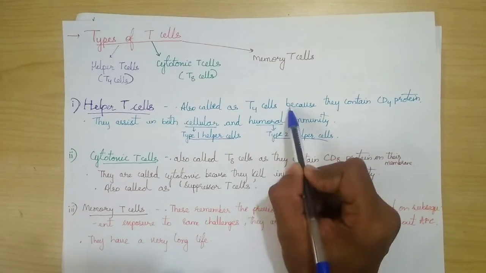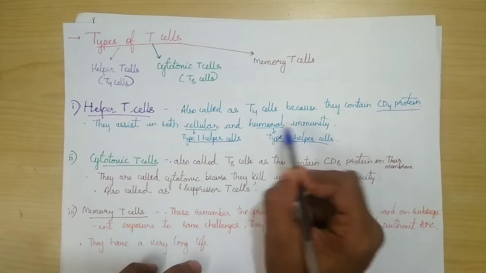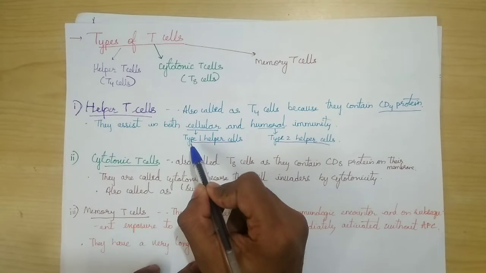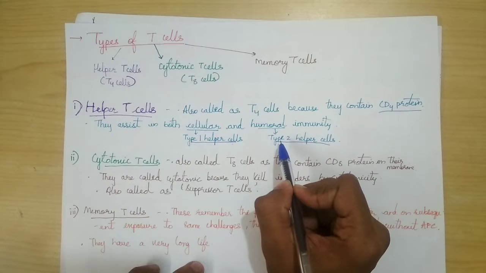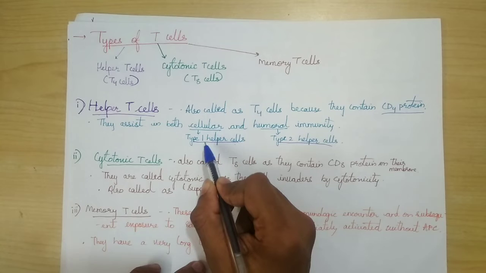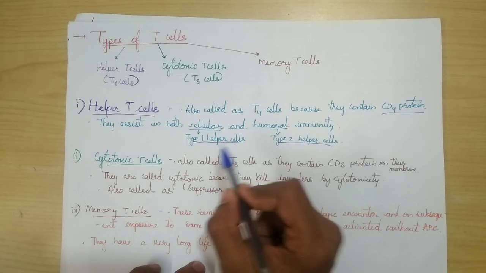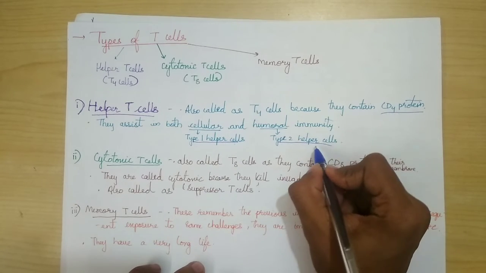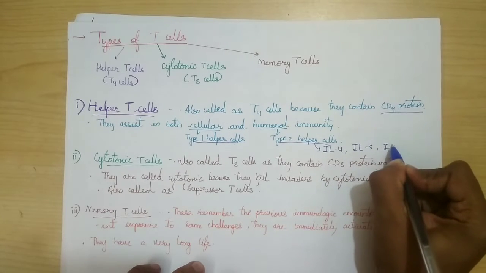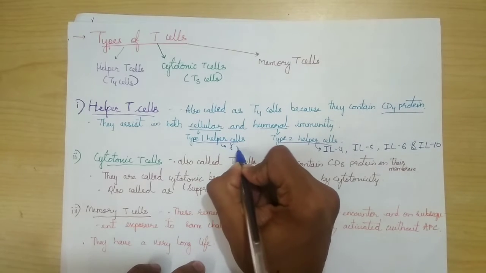These are also called T4 cells because they contain CD4 protein. They assist in both cellular and humoral immunity. The helper cells which assist in cellular immunity are type 1 helper cells, and the helper cells which assist in humoral immunity are type 2 helper cells. Type 1 helper cells release gamma interferon and interleukins, and type 2 helper cells release interleukin 4, interleukin 5, interleukin 6 and interleukin 10.